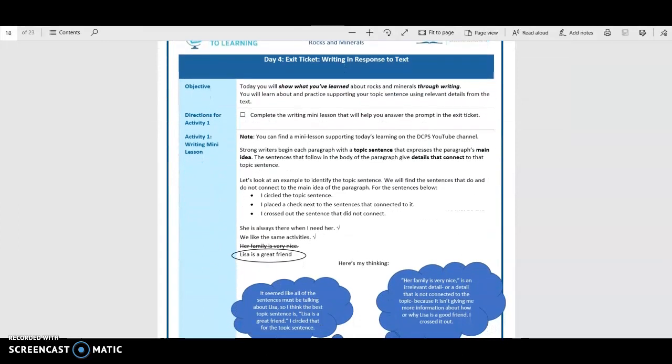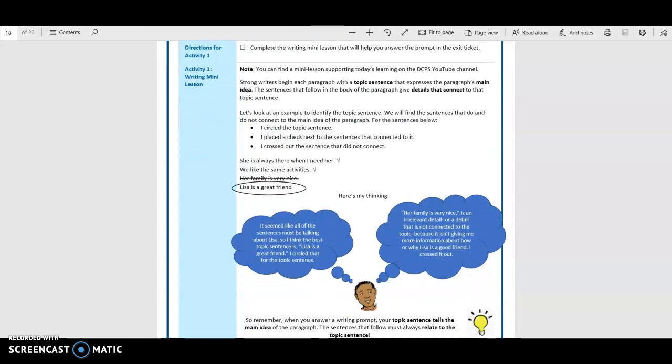Day 4 is your exit ticket, writing in response to the text. Today, you will show what you've learned about rocks and minerals through your writing. You will learn about and practice supporting your topic sentence using relevant details from the text. Complete this writing mini lesson that will help you answer the prompt in the exit ticket. You can also find a mini lesson supporting today's learning on the DCPS YouTube channel.